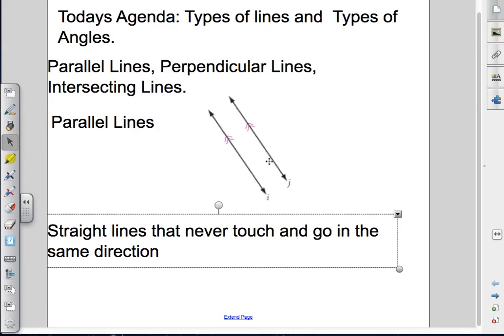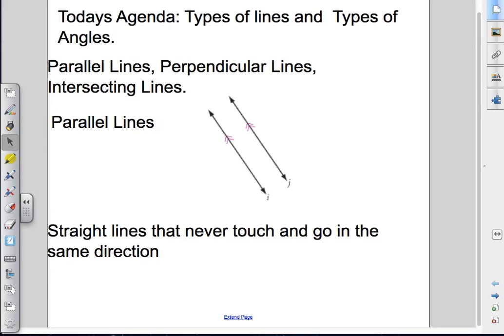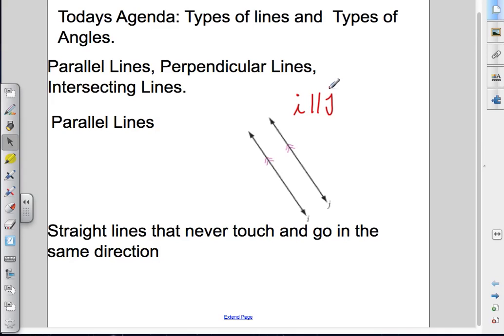Now, there is a special way to say that lines are parallel. If you wanted to say that these lines are parallel and you wanted to write that down, you would use a special notation. That special notation would look like this. It would say that line I is parallel to J. This is how I say from the picture that line I is parallel to line J. I put a parallel sign between it, and then the letter J.